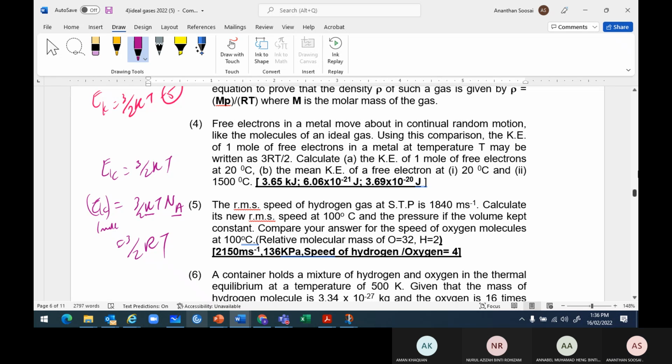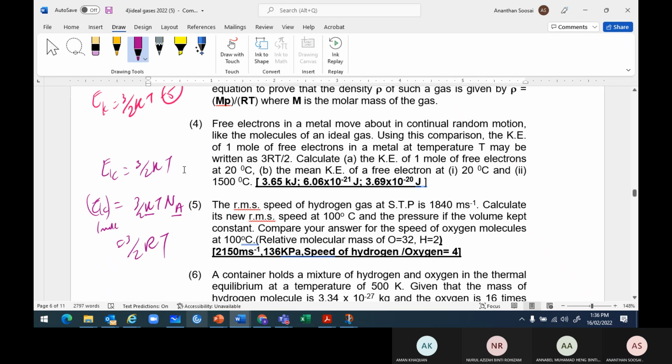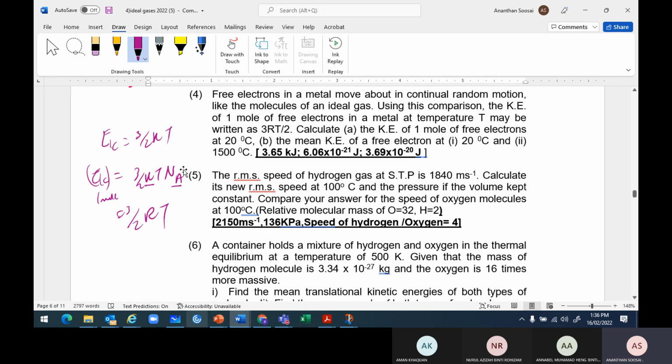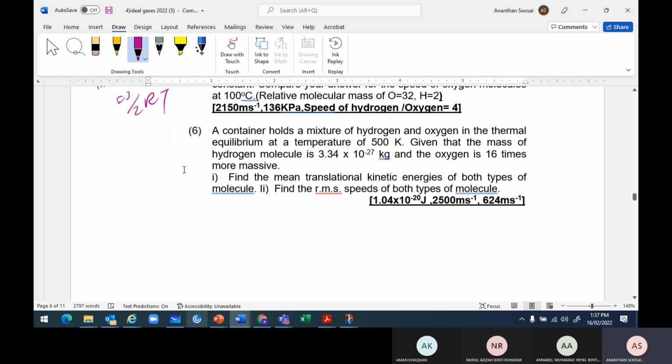Okay, so far the formula PV equals 1/3 NMc squared is not yet involved, because this is a big discovery under kinetic theory. Hopefully for the next question, hope you get it, all of you. I need working for these last two, come on. Yeah, the last two questions.